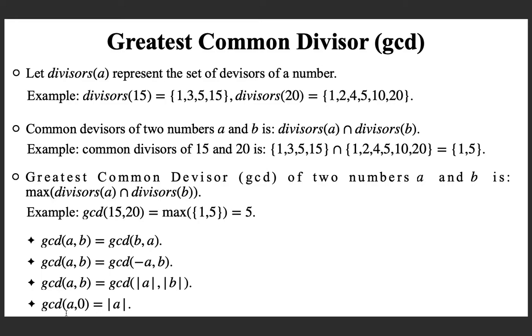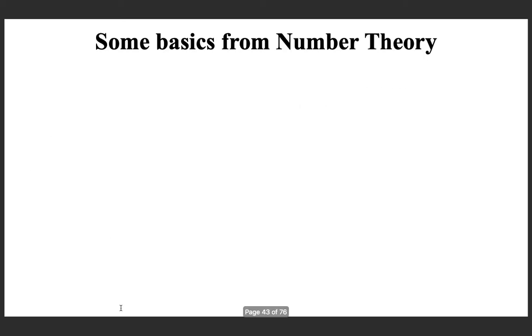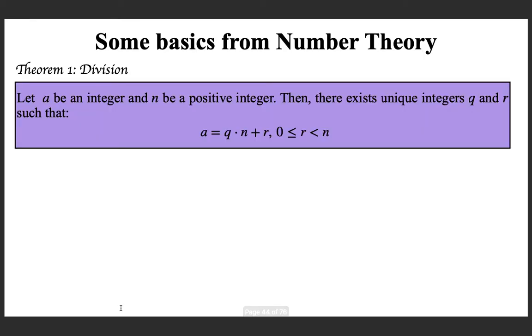And the last result that we are recollecting in this slide is GCD of A, 0 is the absolute value of A, which also you can easily verify. Now we can have two more results. First is theorem 1, which is called the division theorem.